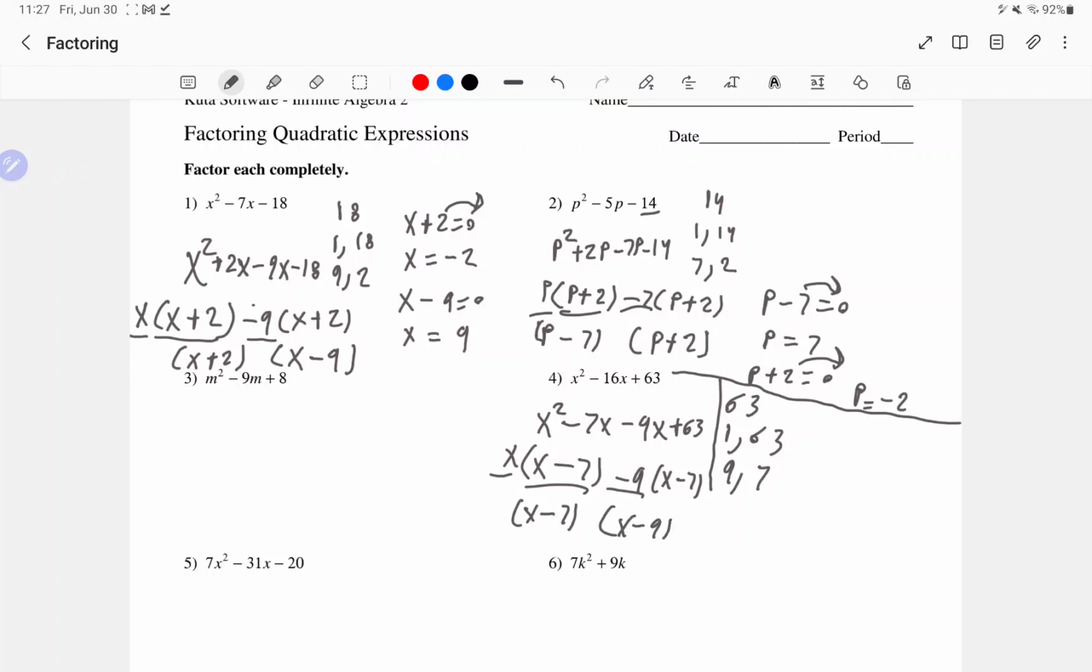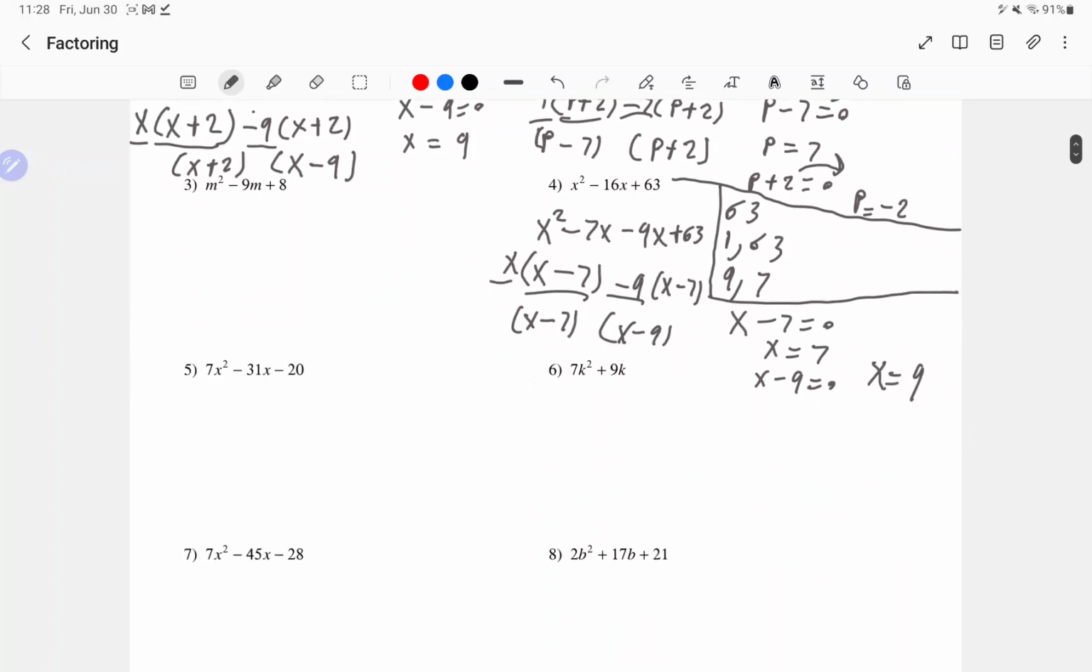This is very basic factoring. I doubt you guys need this in math 3. This is math 2, math 1. You guys learned this in algebra 1, but all right, let's keep reviewing this. We have x minus 7 equals 0, which makes x equals 7. And now we have x minus 9 equals 0, which makes x equals 9. There we go. We found both of these. Now let's draw the line and go over here.